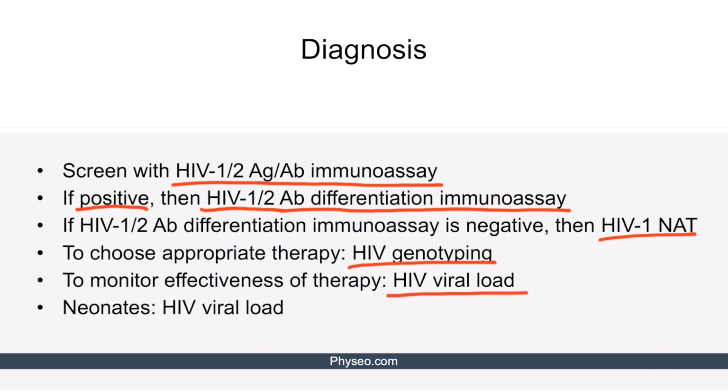the patient's plasma. Now, to diagnose neonates of HIV-positive mothers with acute HIV infections, we cannot use the HIV 1/2 antigen antibody immunoassay because maternal IgG crosses the placenta and it might give false positive results in the newborn. Instead, we'll check the HIV viral load in the neonate.